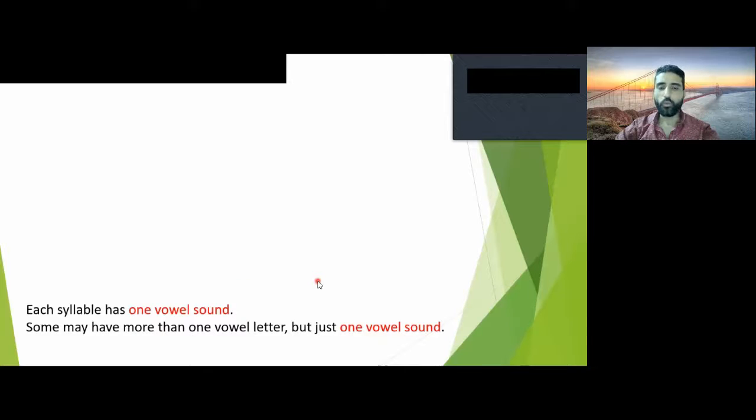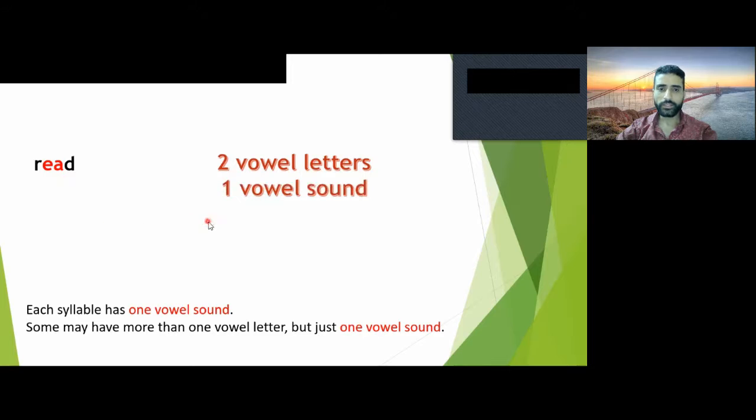Each syllable has one vowel sound. It's important to know that. Each syllable has one vowel sound. Some words may have more than one vowel letter, but just one vowel sound. Like read, it has two vowel letters, E and A, but it has only one vowel sound, read, the E sound. So it's one syllable.